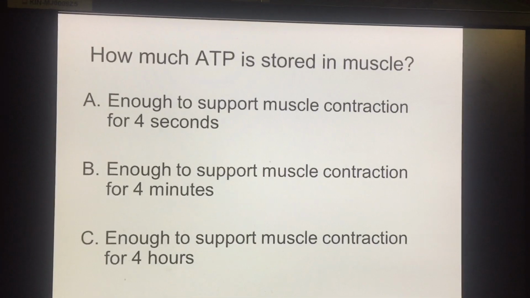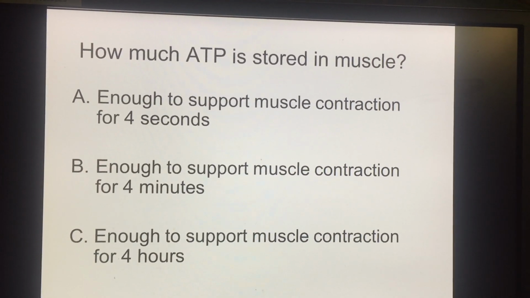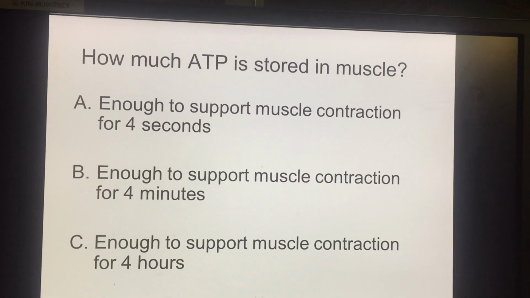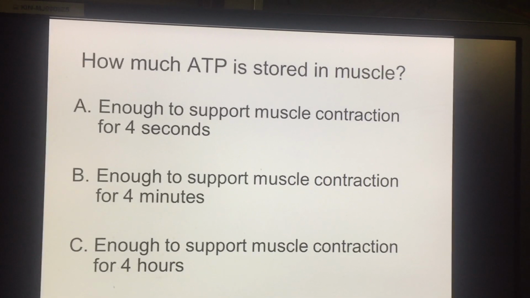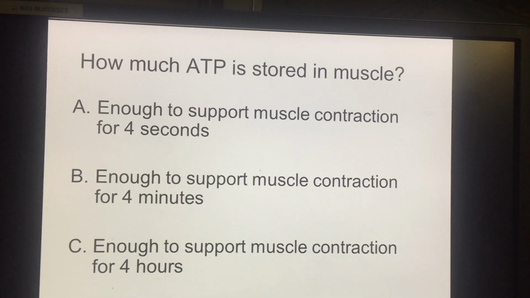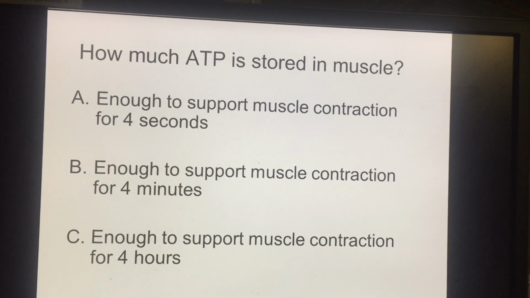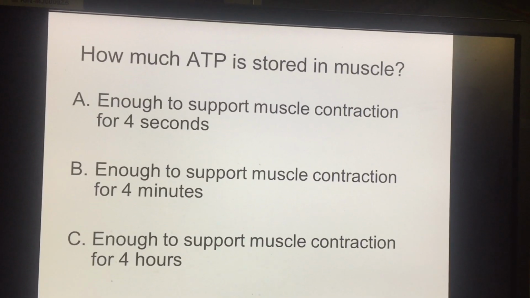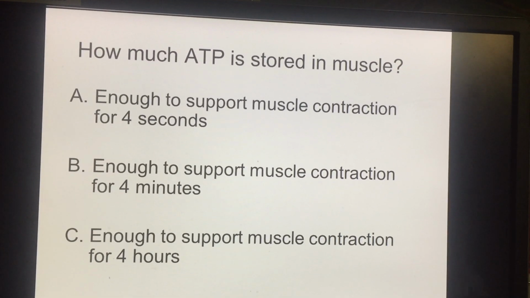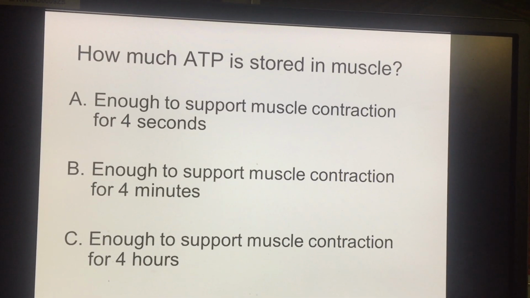Now, how much energy is stored in muscle? The answer to this question is A, enough to support muscle contraction for 4 seconds. So there's actually only a very limited store of ATP in muscle. So if you want to continue exercising beyond 4 seconds, there has to be a mechanism within your muscle to resynthesize that ATP while you're exercising. If not, your muscle would just fatigue in about 4 seconds.